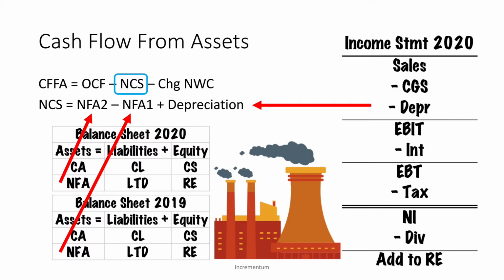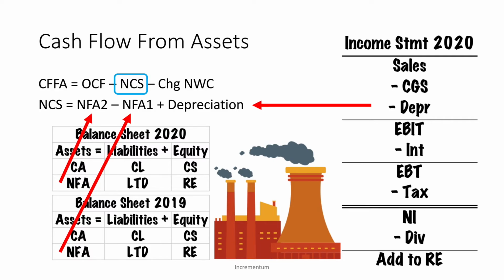So the net fixed assets amount in 2020 has an additional year of depreciation that the net fixed assets amount in 2019 didn't have. So in order to subtract apples from apples, we're going to have to add back in depreciation from 2020 to cancel out the fact that it's been subtracted in net fixed assets for 2020. So that's why we calculate net capital spending as net fixed assets at the end of the year minus net fixed assets at the beginning of the year, plus depreciation in that year.